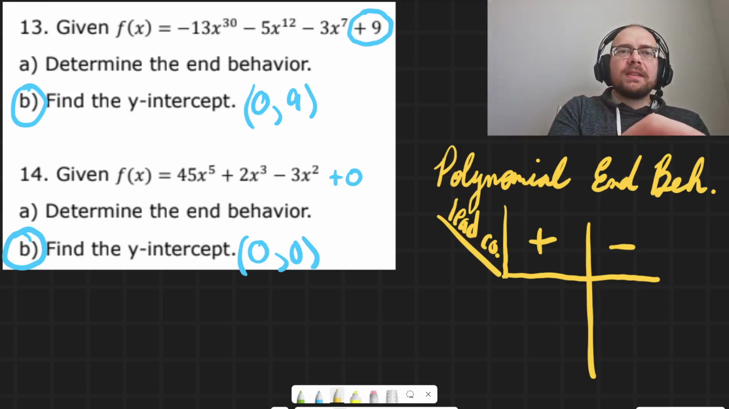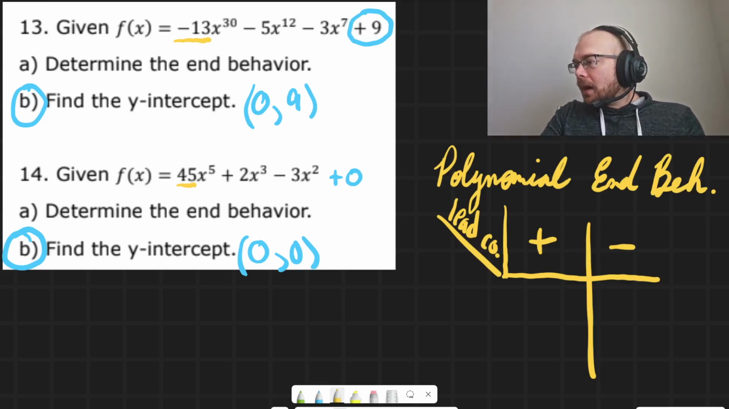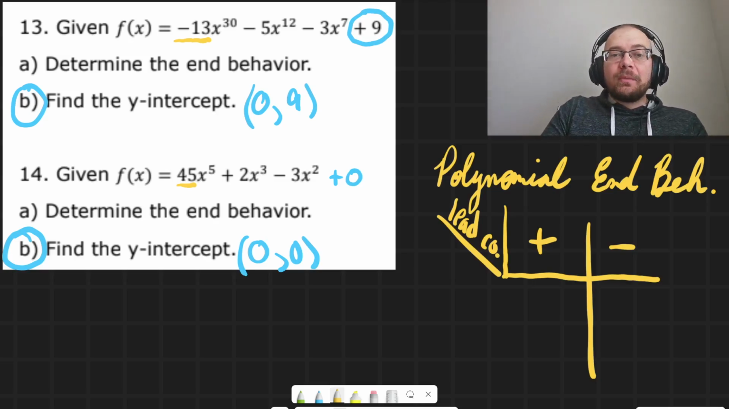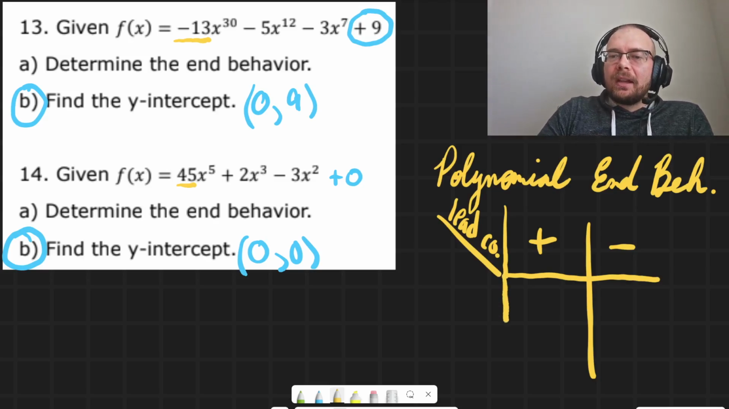Okay, so for instance, the leading coefficient here is negative because it's connected to the highest power, and the leading coefficient here is positive. You have to make sure that they're in order, and both of these are in order. We have x to the 30, then x to the 12, x to the 7, and then a constant. For number 14, we have x^5, x^3, x^2, and nothing. So they're all in order. If they're not, you want to put them in order first. That way you don't get anything mixed up. So the leading coefficient is always either going to be a positive number or a negative number. It can't be 0 because then it wouldn't be there. It wouldn't be a leading coefficient. So it's either positive or negative.